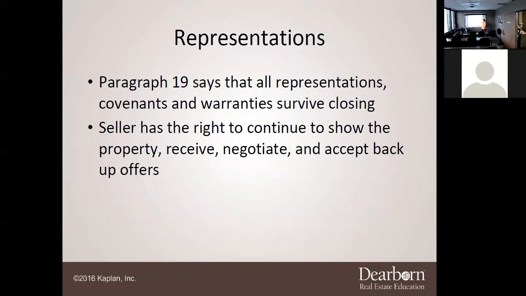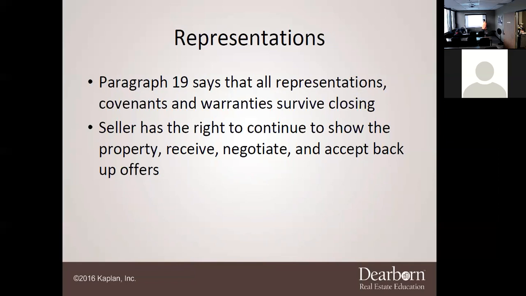They do have, what is that called? Equitable title? Yeah, they do have equitable title, so they can go to the property and do inspections and stuff like that, but it is not their house yet. They do not have the deed to the house. And so the seller still has the right to continue to show the property to other potential clients, receive and negotiate and accept backup offers.